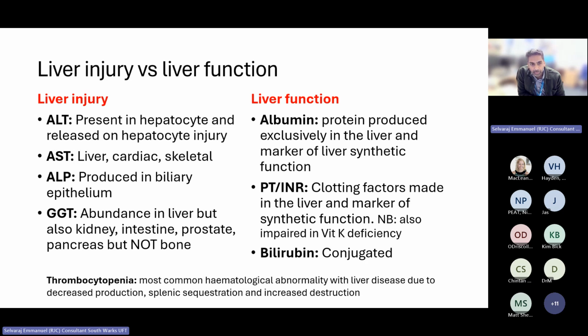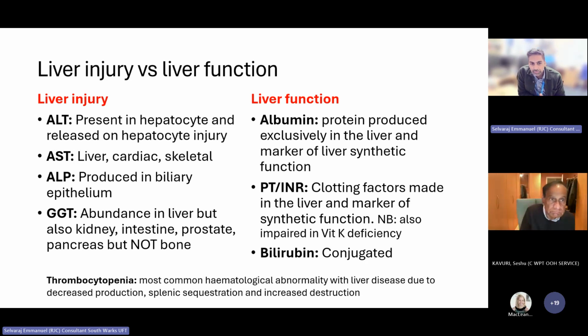Alkaline phosphatase, ALP, is produced in the biliary epithelium, and therefore any disease process that affects the bile ducts or gallbladder can sometimes cause ALP to go up. Gamma GT is done a lot because there is some data on it being quite prognostic in liver disease, particularly in pediatric population, but also in adults. But it's abundant in the liver, but not found in the bone. But it's not specific to the liver either. It can be raised in other conditions, and we'll go through some of that as well.